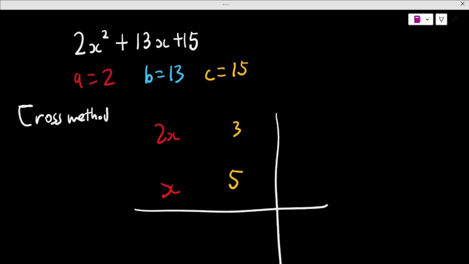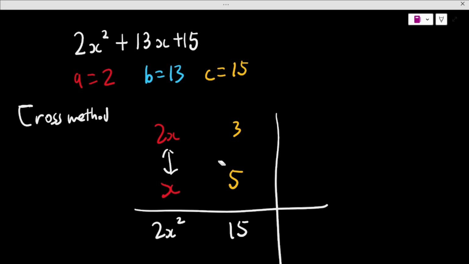Go ahead and check that these two, the ones of the same color, multiply to each other to give the correct term. So 2x times x gives us 2x squared. That's fine. 3 times 5 gives us 15. Okay, this corresponds.